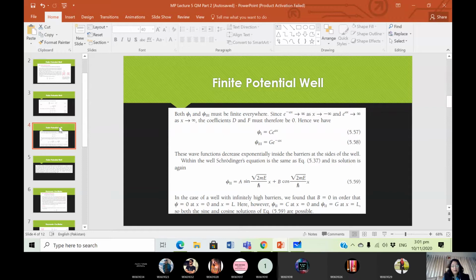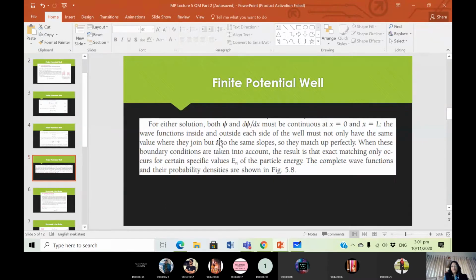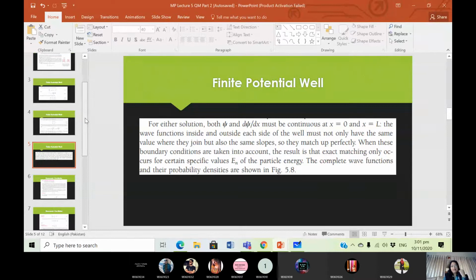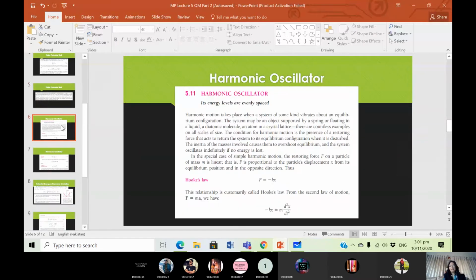What you will do afterwards in the quantum mechanics course is that we will apply boundary conditions. We will apply the boundary conditions for psi and d psi by dx, because both of them are continuous at x is 0 and x is L. तो ये हम ज़्यादा quantum mechanics में करेंगे next year, ठीक है?